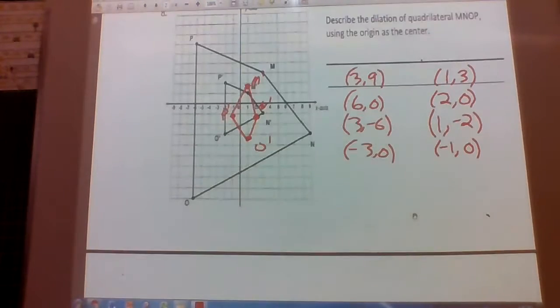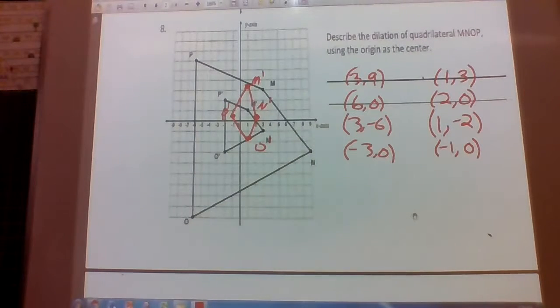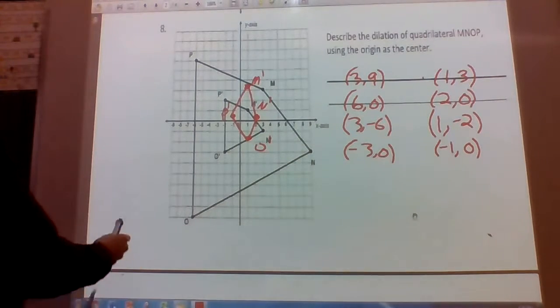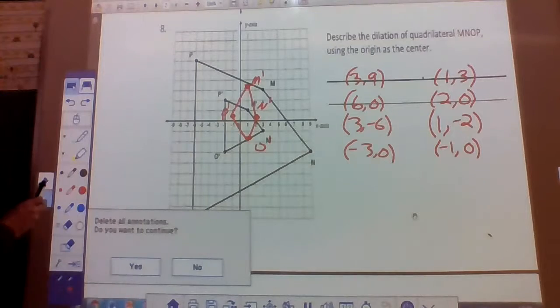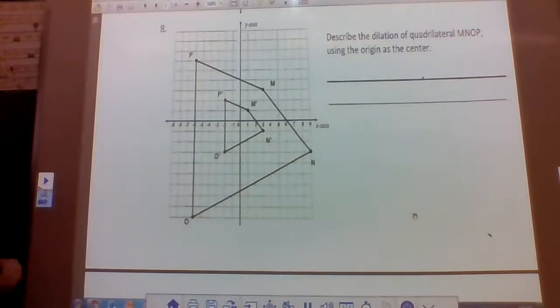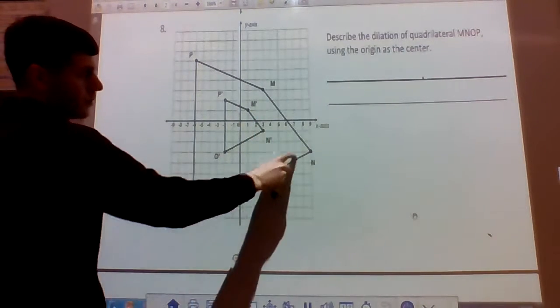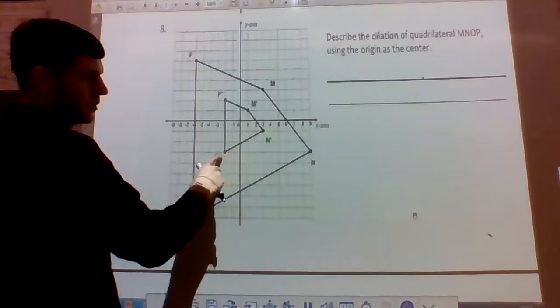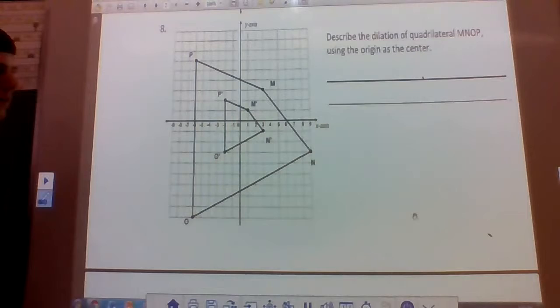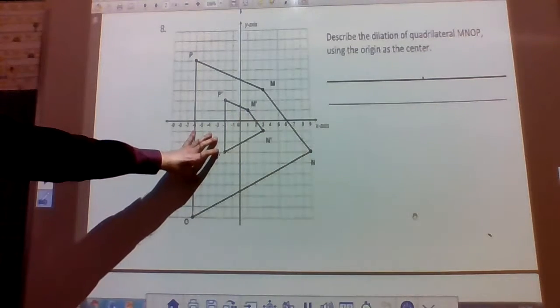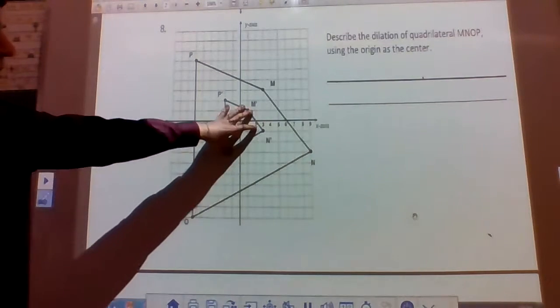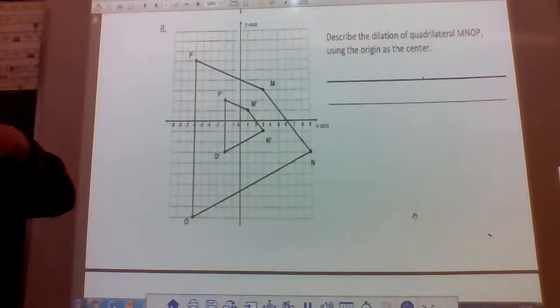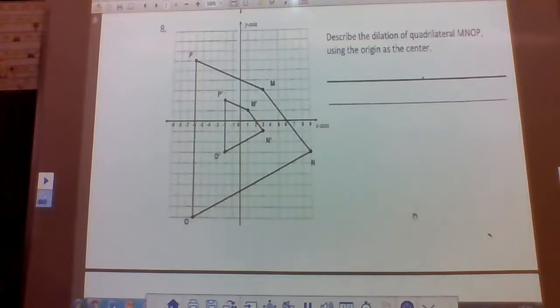Number 8, they're giving us the original figure, the original quadrilateral, and then the primes are going to be the new image. So we can see that it's a contraction, so it's getting smaller. So the scale factor here is going to be less than 1, greater than 0.